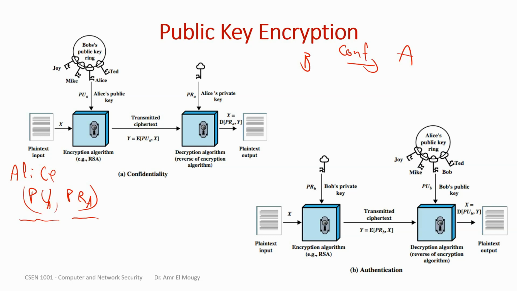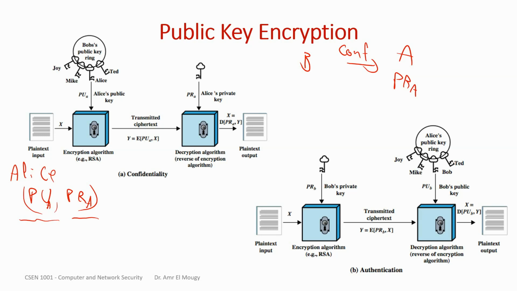So if we want Alice to be the only one who is able to decrypt, we have to encrypt the message with a key where the partner key belongs only to Alice. So if we want Alice to be the only one who can decrypt, then Alice has to decrypt with the private key of Alice. Okay, because this is the only key that Alice is keeping as a secret. No one else knows the private key of Alice.